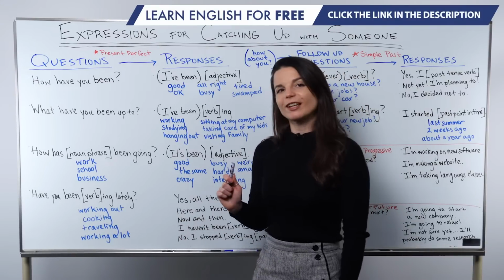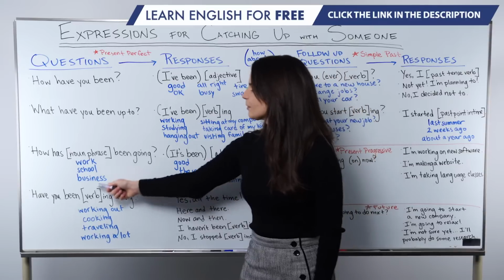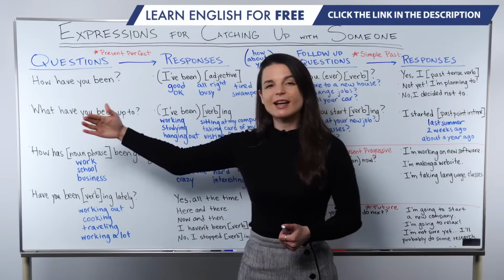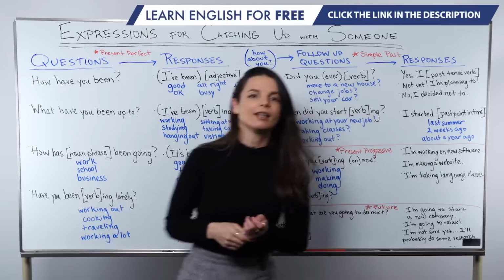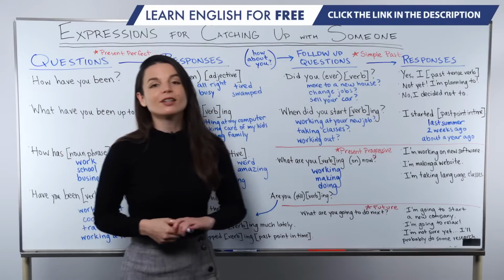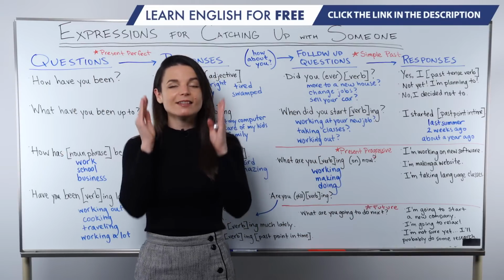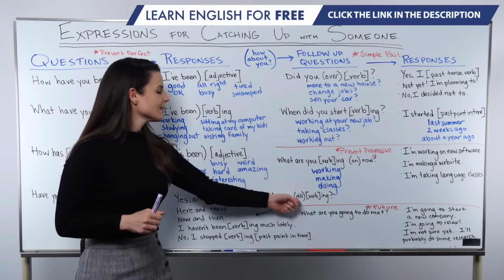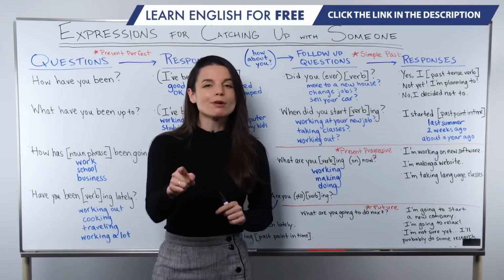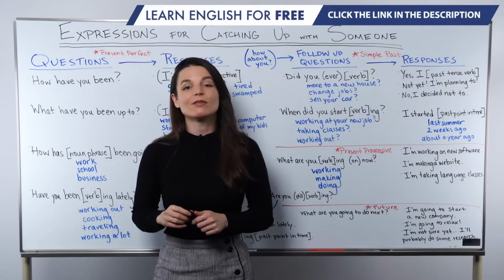Have you been verbing lately? This is one that we use to talk about past activities, or activities that started in the past and continue to the present. This one, "Are you still verbing?", is asking, is that a present activity for you? And this still shows that you remember that was the other person's activity in the past.